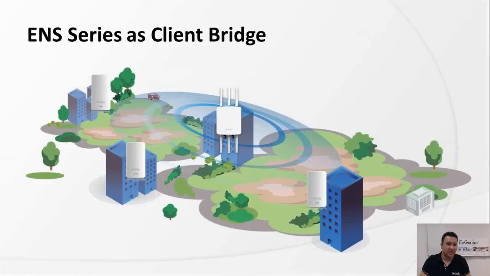Another deployment is client bridge. Of course, it can be connected. In this case, we have a variation of the setup where we use an omnidirectional antenna as an access point, and we have ENS as a client to connect to the access point. So ENS looks like this. It's much smaller as, for instance, the other ENS, the big one. So it's quite a big difference.